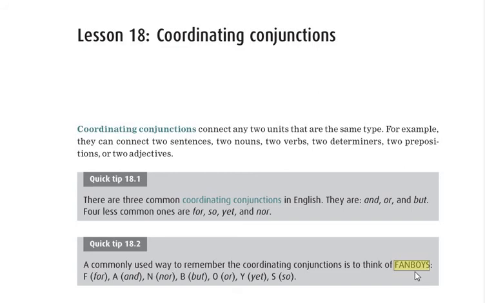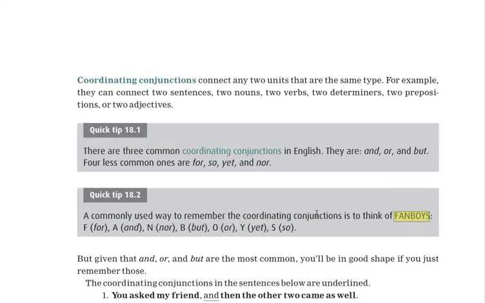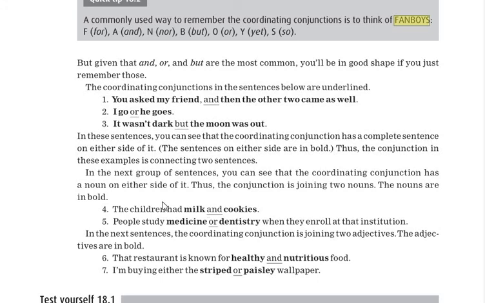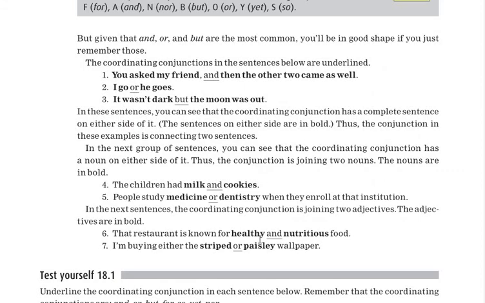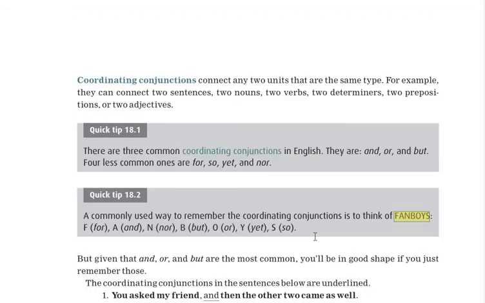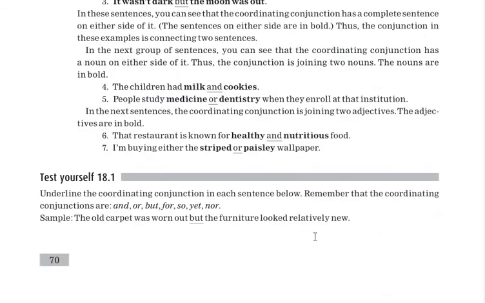You can remember FANBOYS, and with it all these words, starting from the first letters. For example, "You asked my friend, and then the other two came as well." "I go or he goes": two verbs are connected here. "The children had milk and cookies": both of these are nouns. "Healthy and nutritious": both of them are adjectives. For that reason, they are connecting parts of the same type, and so these are coordinating conjunctions.